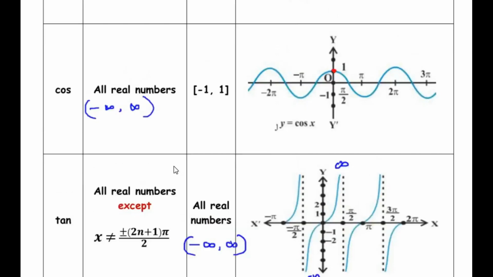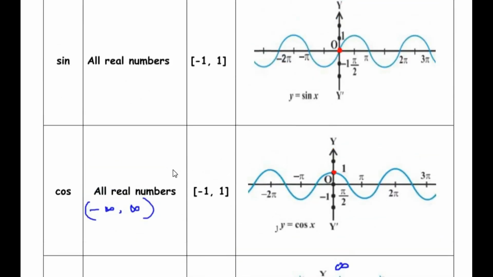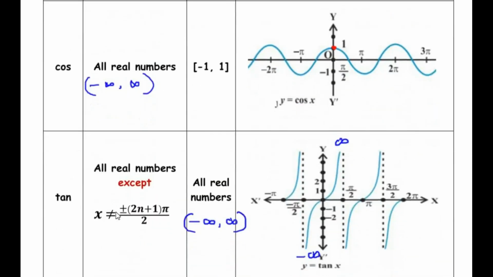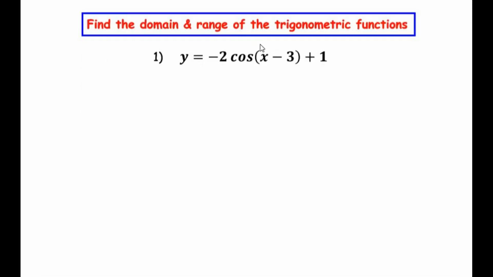But in case of sine and cosine, the domain is going to be all real numbers. So here also we can write minus infinity to plus infinity. So make sure you have learnt the domain and ranges of sine, cosine and tangent, because we are going to make use of these concepts to start solving the examples now. So find the domain and range of the trigonometric functions.